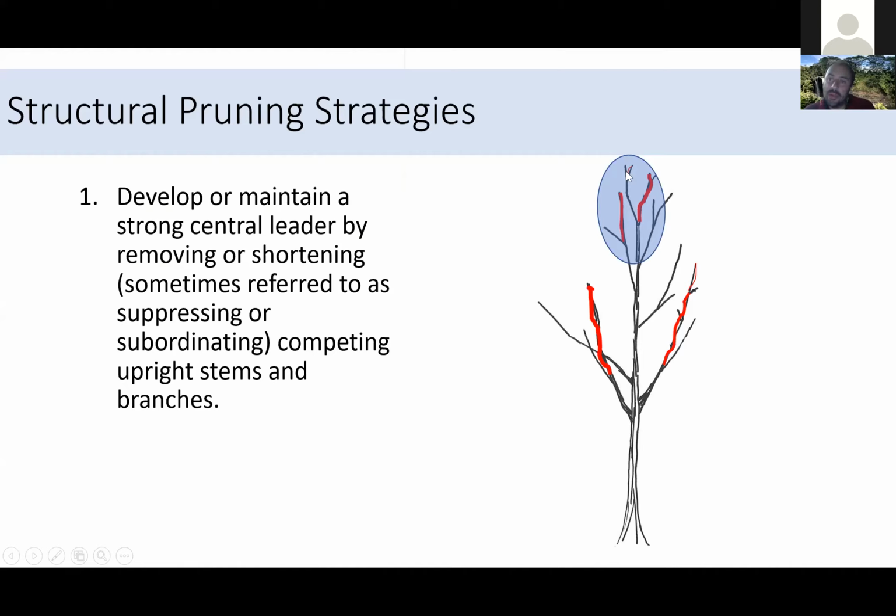We've picked our central leader, we've shortened the competing ones. Even this one probably should have something done to it. That's the very first thing you're going to do after you've taken out the dead, broken, damaged wood, which again always happens.